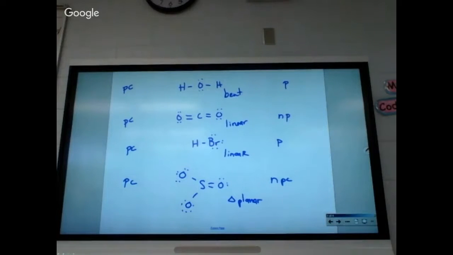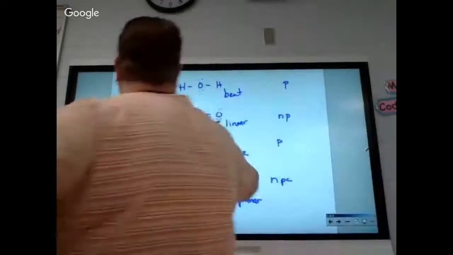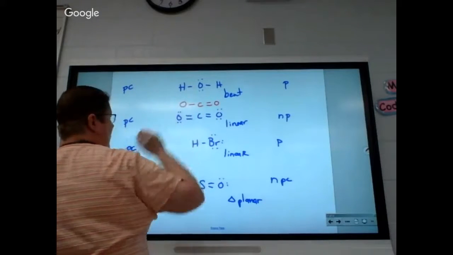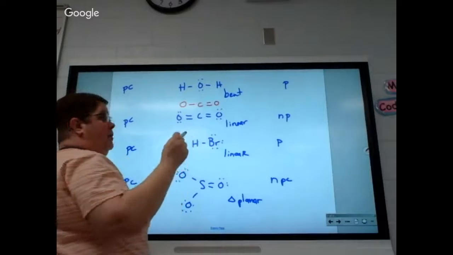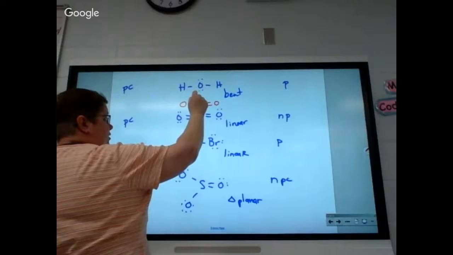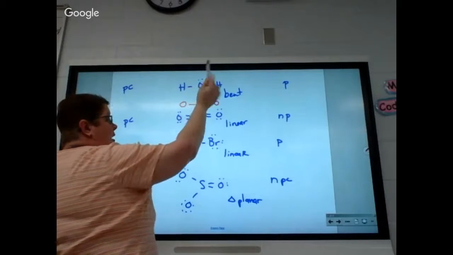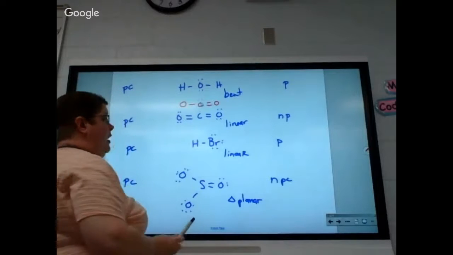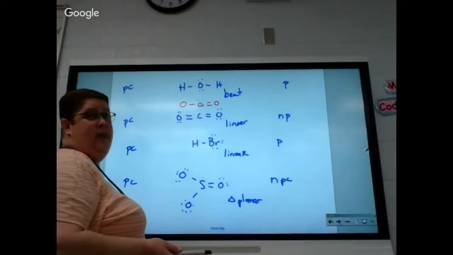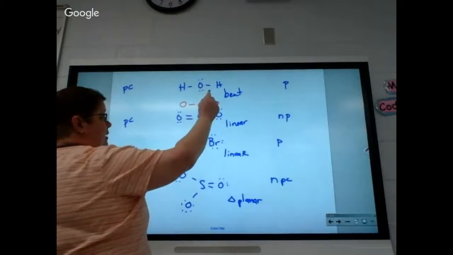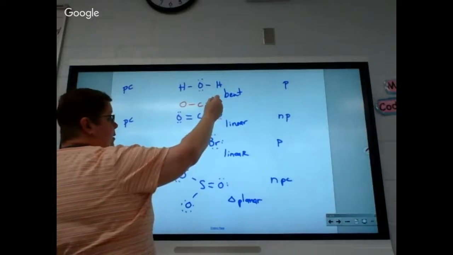And it wouldn't even matter if this one was a double bond and this one was a single bond, it would still be the same. This is still CO, this is still CO, and there are still no lone pairs right there. Now, let's say I had lone pairs there. Then it would become polar because I had lone pairs. But if I didn't have lone pairs, then it could still be nonpolar.